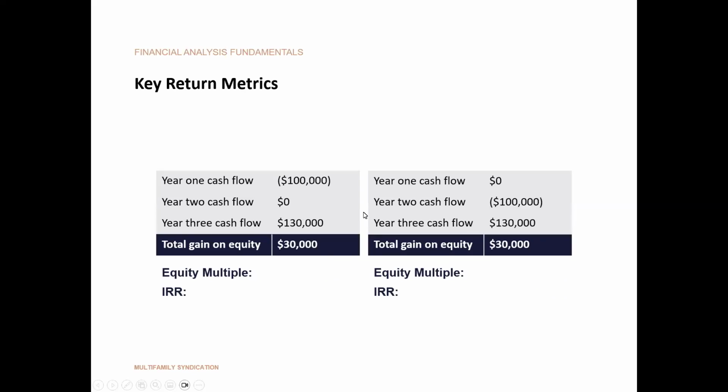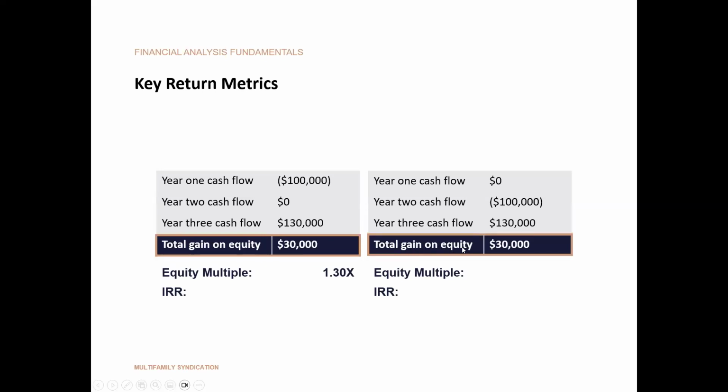Separate situation, two investment scenarios again, both with $100,000. This time the investments are starting at different time periods. So year one, making our investment. Year two, no cash flow. Year three, $130,000. You guessed it, total gain $30,000. So that gives us our equity multiple of 1.3.